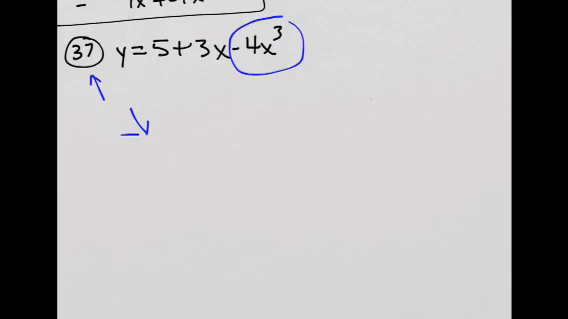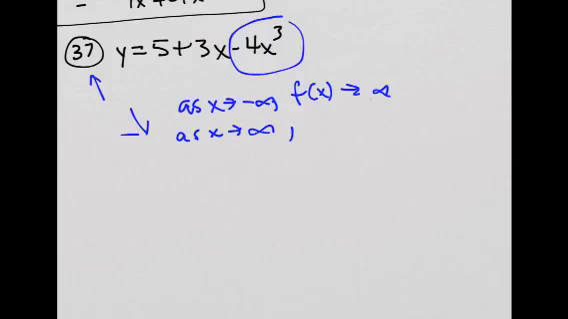So you would say as x goes to negative infinity, f of x goes to infinity. As x goes to positive infinity, f of x goes to negative infinity. So as we go to the left, the graph goes up. As we go to the right, the graph goes down.